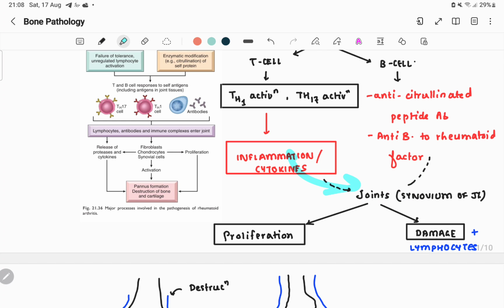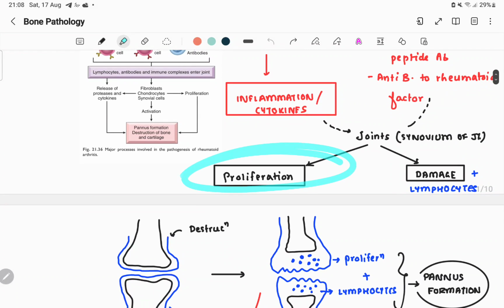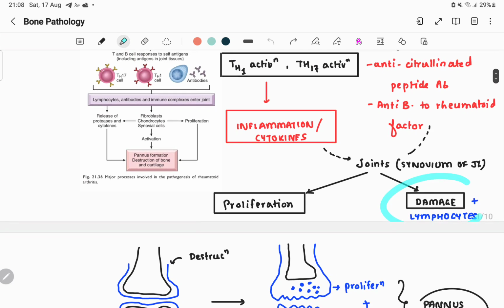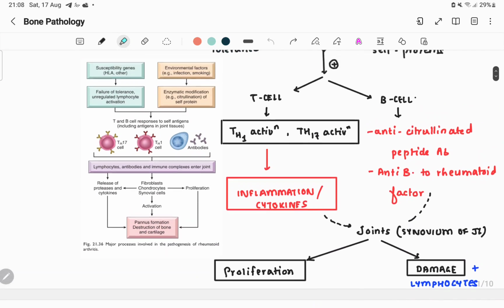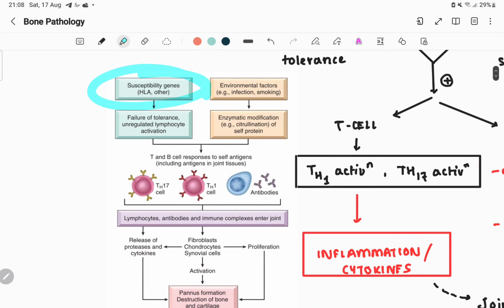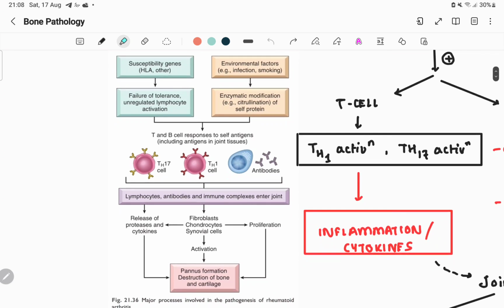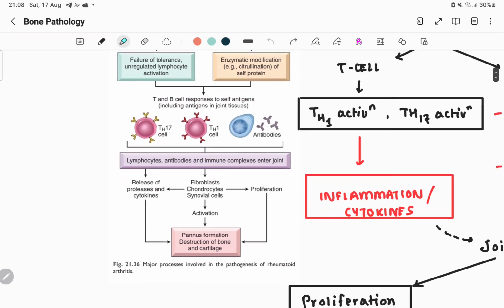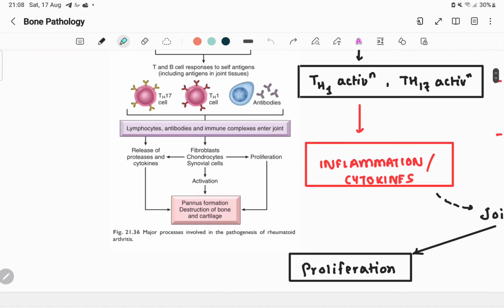This inflammation and cytokines will aggravate the condition. These joints will be destroyed. There will be excess proliferation in the joints and damage, plus lymphocytes will be present, plus there will be lymphocytic aggregation plus proliferation, right? So you can see this diagram from the Robbins textbook. Susceptibility genes, HLA or others like PTPN22. Environmental factors like infection and smoking, failure of tolerance, unregulated lymphocyte activation, enzymatic modification like citrullination of cell proteins, T and B cell responses will be there, TH1, TH17, antibodies will be there.